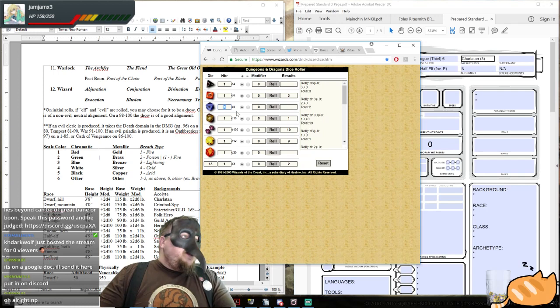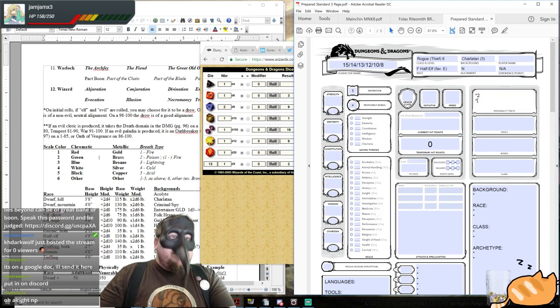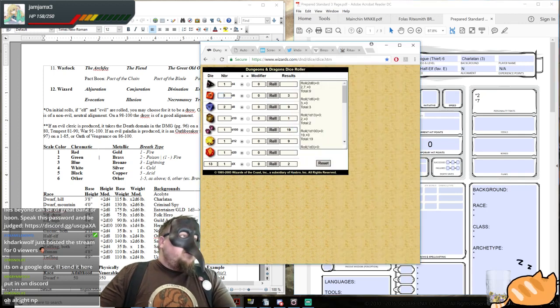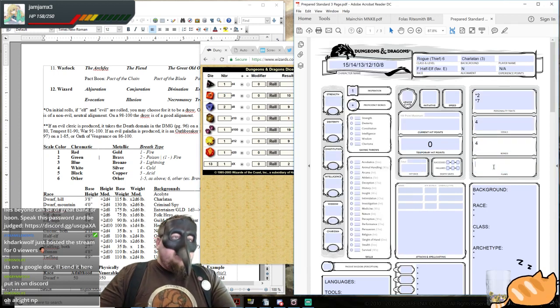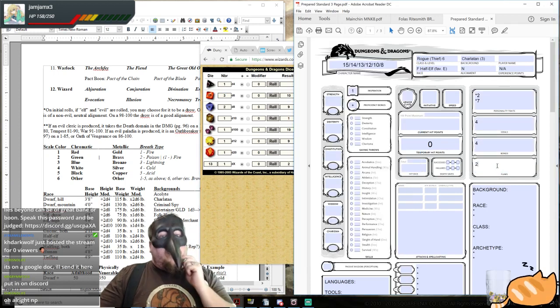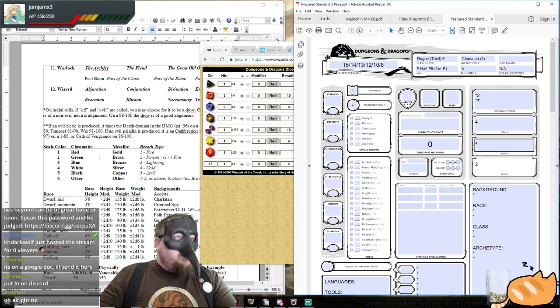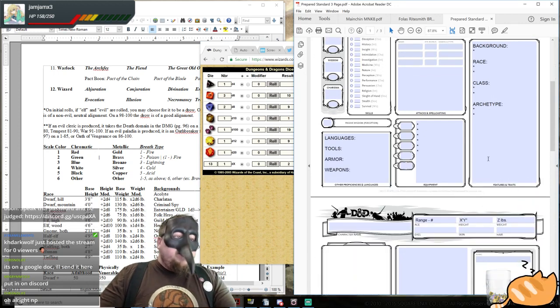Next up, we're going to roll 2d8 for personality traits. 2 and 7. Then we're going to roll 3d6 for the ideal, bond, and flaw. 4, 4, 2. Very good. We are almost done with the randomization. There's just a little bit left.